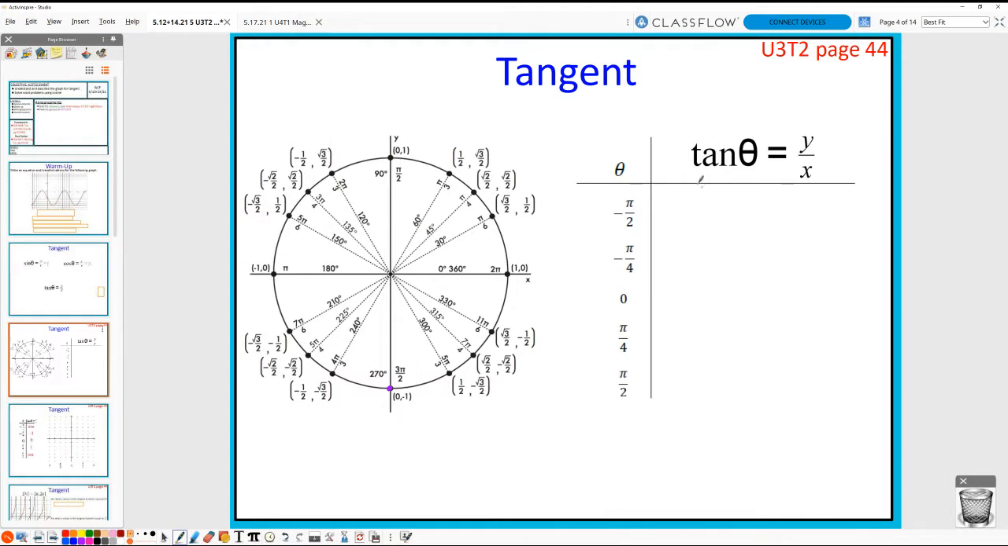But we remember that tangent is y over x. So all I'm going to do is look at this point right here, 0, negative 1, and write out y over x. In this case, it will be negative 1 over 0. And as you know, negative 1 over 0 is undefined.